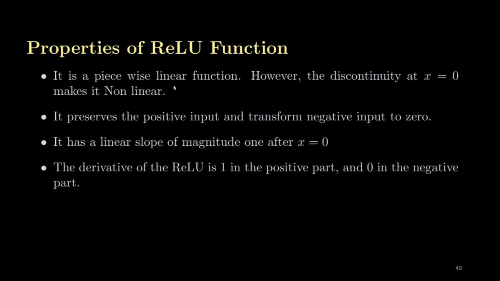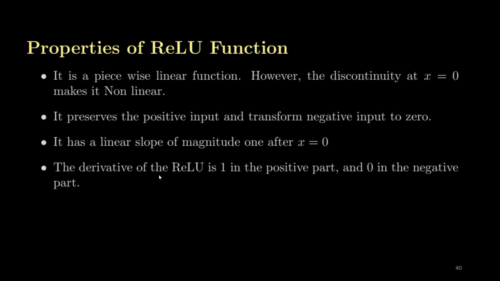We have discussed already that it is a piecewise linear function. It has a discontinuity at x equals 0. That is, before x equals 0, it has a different slope, and after x equals 0, it has a different slope. This makes it a non-linear function. The second important property is that it preserves the positive input and transforms negative input to 0. It has a linear slope of magnitude 1 after x equals 0. So its slope is constant, equal to 1 for the positive values of x.